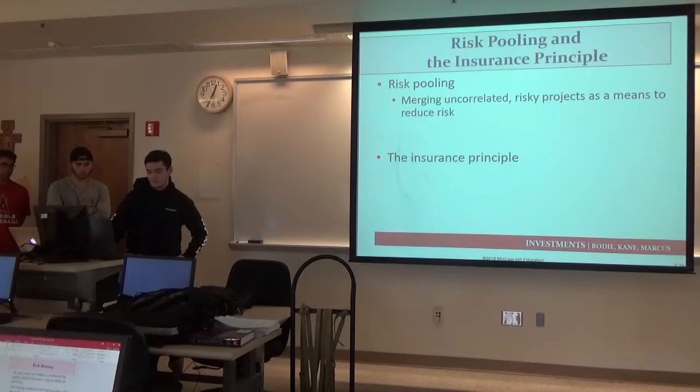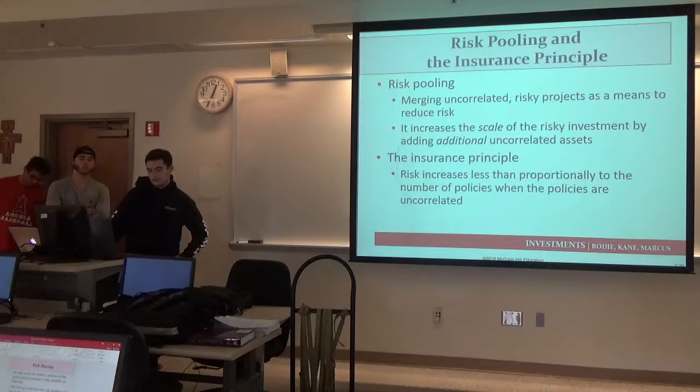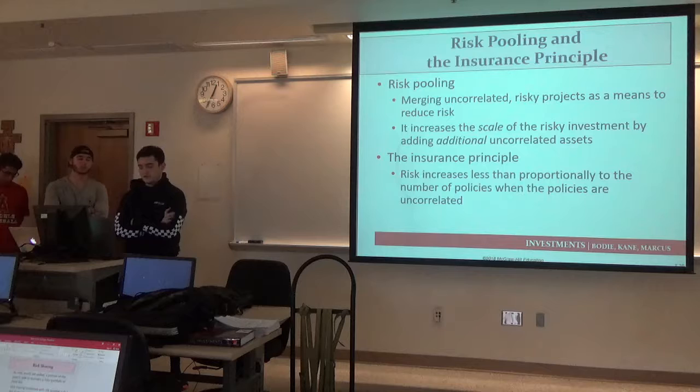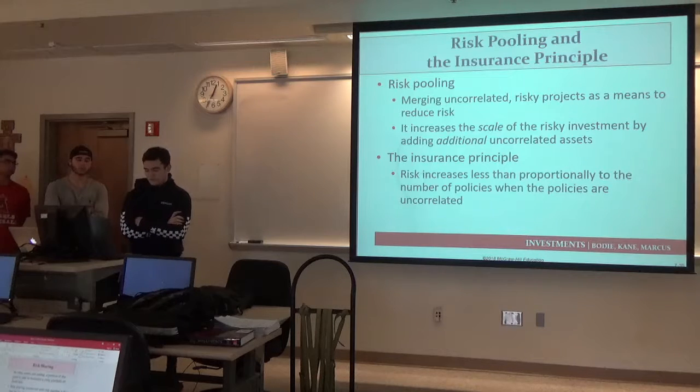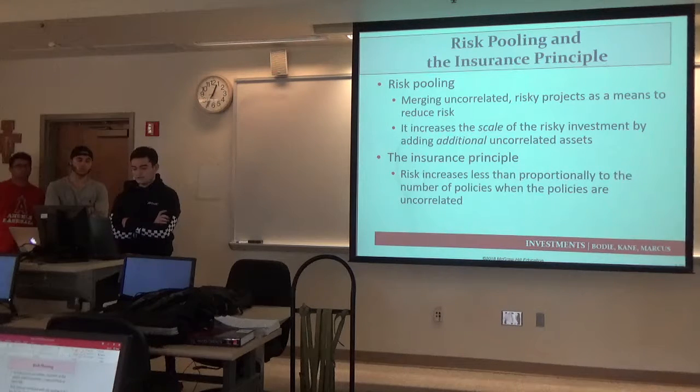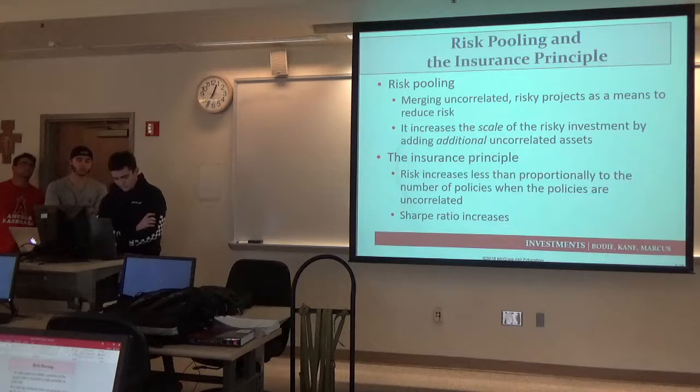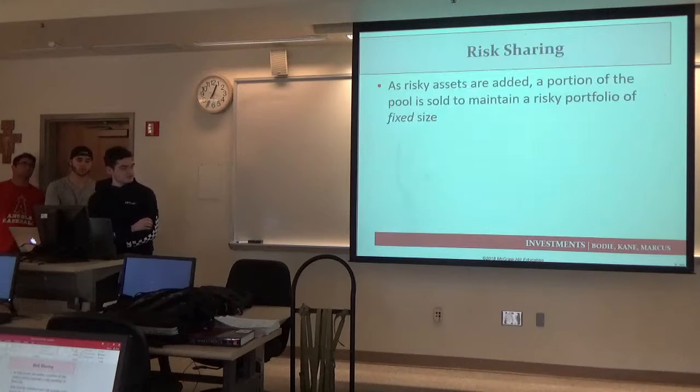So risk pooling is merging uncorrelated risky projects as a means to reduce risk, and the insurance principle. Risk pooling also increases the scale of risky investment by adding additional uncorrelated assets. The insurance principle is when risk increases less than proportionally to the number of policies when the policies are uncorrelated. And the Sharpe ratio increases.